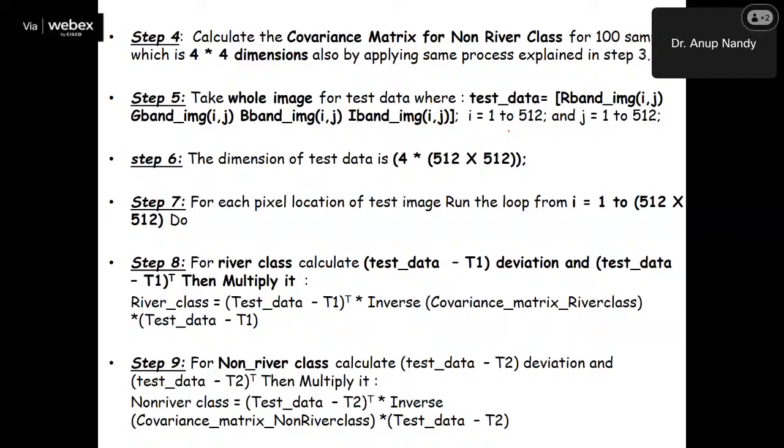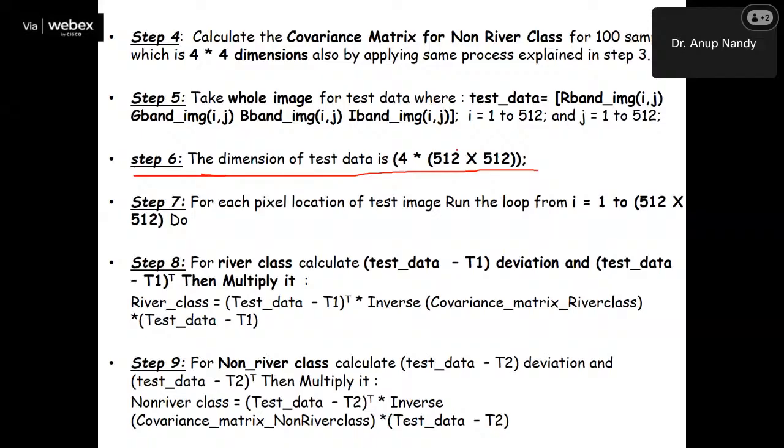As the entire image size is 512 into 512, you have to make a loop from i equal to 1 to 512, j equal to 1 to 512, and the dimension of this test data is 4 into 512 into 512. Now for each pixel location of the test image, you have to check the class belongingness of the intensity values corresponding to that pixel location by applying the Bayes rule.